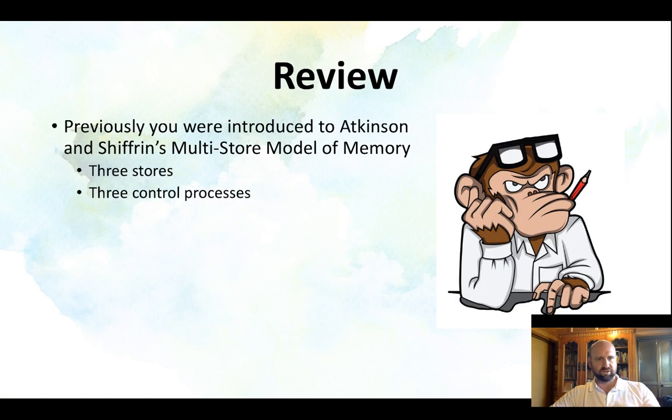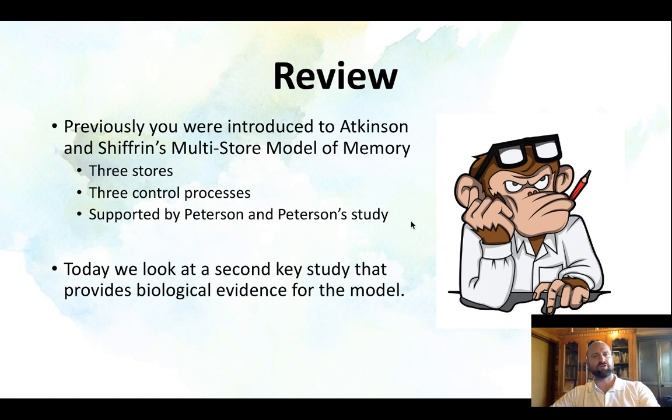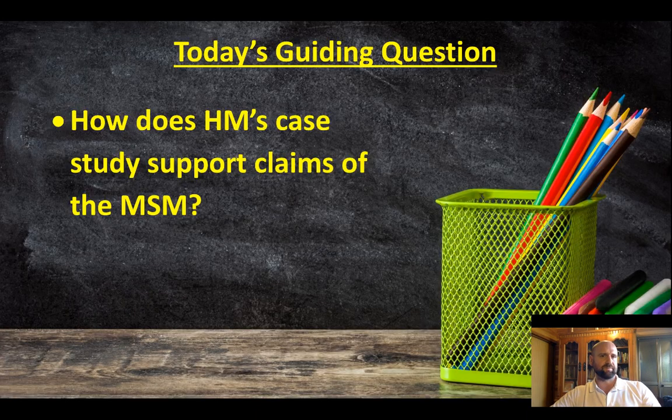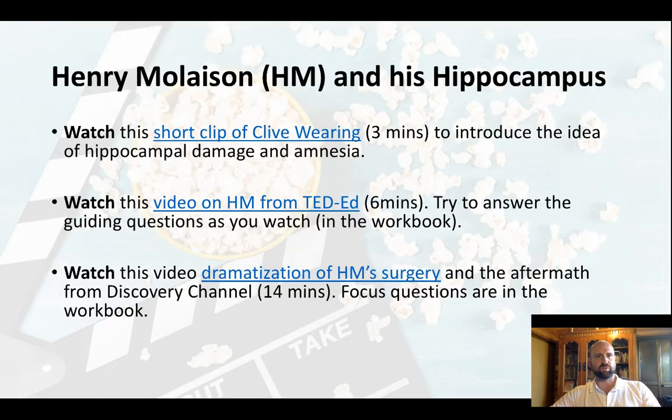So yeah, we've looked at the stores, the control processes, and Peterson's study, and now we're going to look at a second study about the biological evidence. And really, this is what we're looking at: how does HM's case study support claims of the multi-store model? So we want them to have to summarize the case study and link it to the multi-store model.